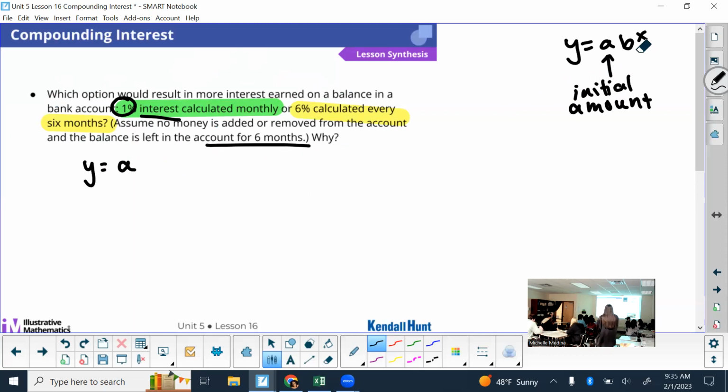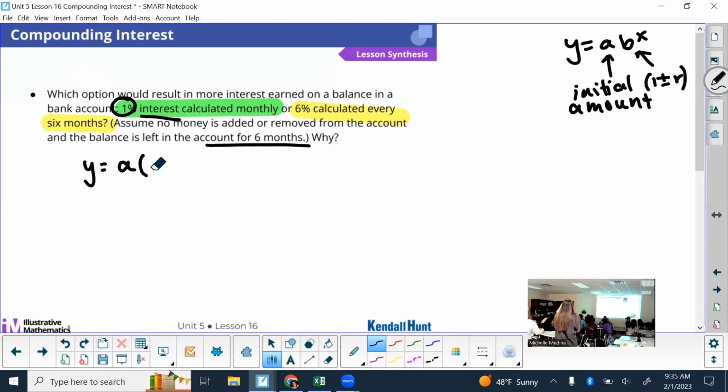The B stands for what? Common ratio, which is helpful if it's like doubling, tripling, halving. But when it's a percent, what do we put in place of the B? One plus or minus R, depending on the situation. So that R would be that percentage just as a decimal.